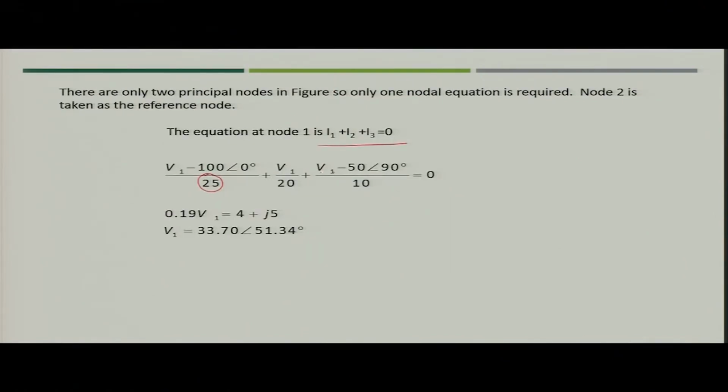So, that becomes now V1 minus 50 angle 90 degree divided by 10, and then I1 plus I2 plus I3 would be equal to 0. Now, if you solve, what you will get? You will get the value of V1 as 4 plus J5 divided by 0.19, and if you simplify, you will get the value of V1 as 33.7 and angle 51.34.